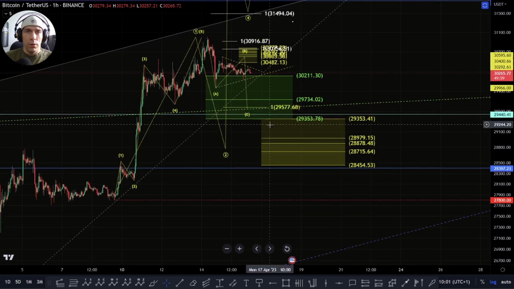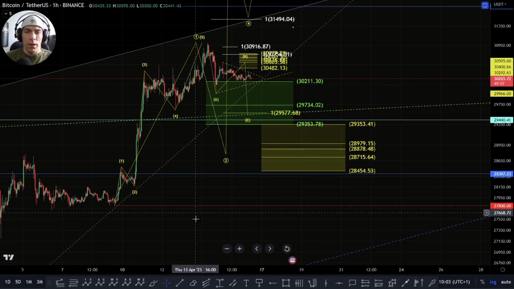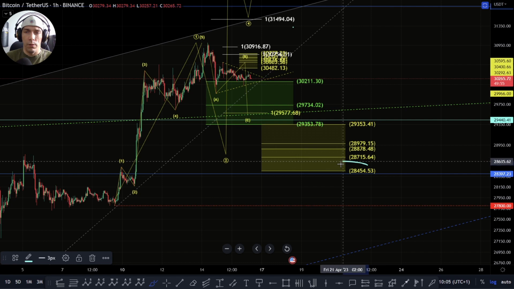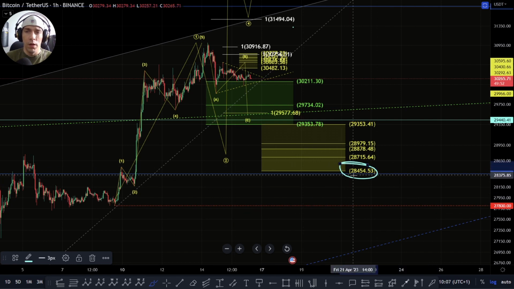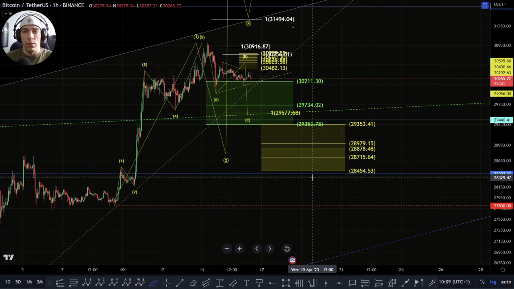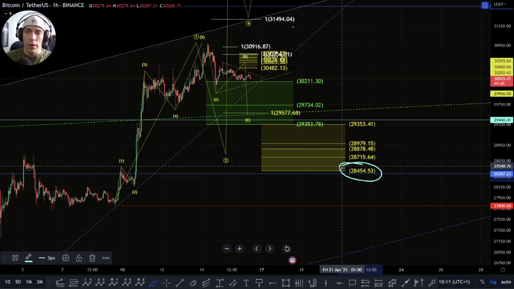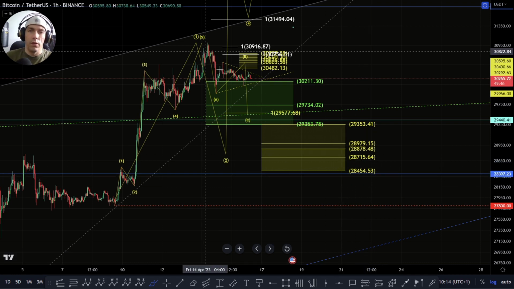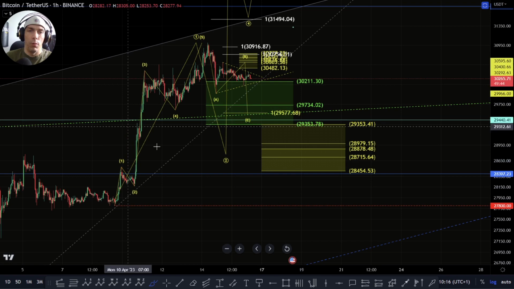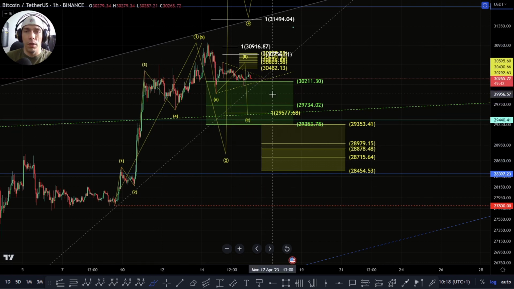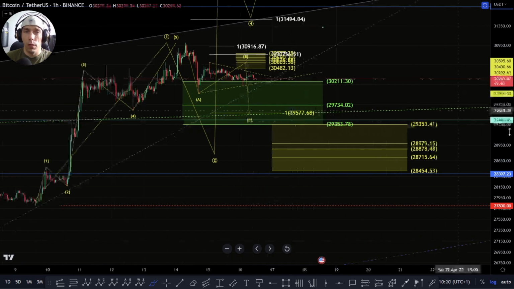One thing we are also looking out for is if we do break down deeper, our sort of last zone of defense I'd be looking for is this 28,454. If we start to lose this lower range here, it becomes more likely that this move is starting to break down in a much bigger way. So this is what we need to just be careful of in the shorter term here.